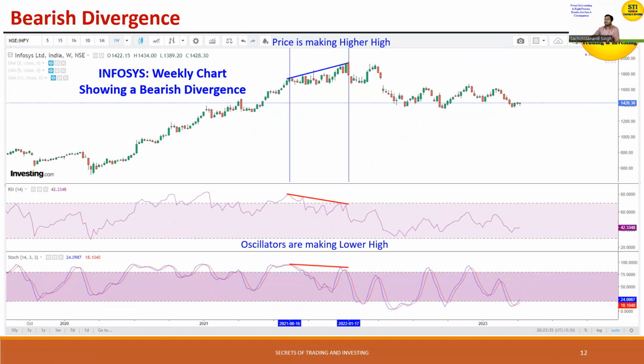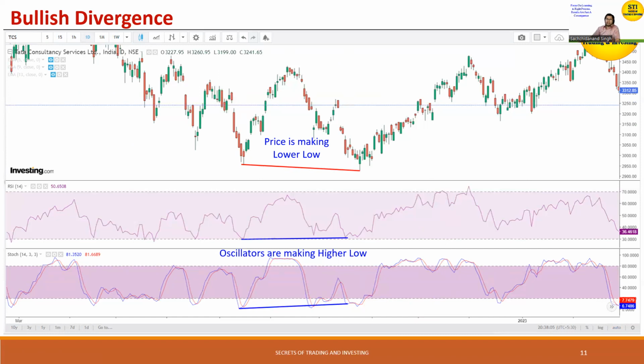So how do we remember bullish divergence? It is not really needed to remember, but the only thing we need to remember is that if the price is falling, and the current price is lower than the previous low, in a similar way the RSI and stochastic current low is higher than the previous low. It is the opposite. So that is the bullish divergence.